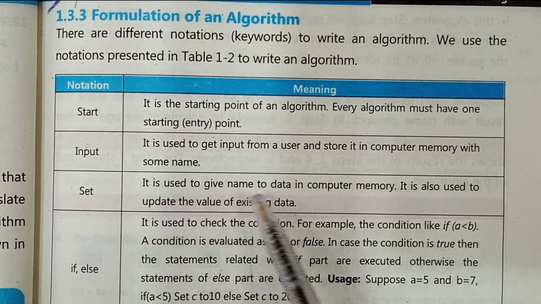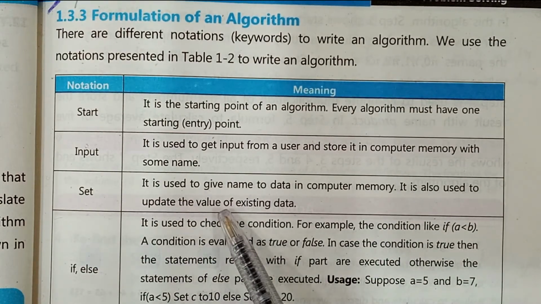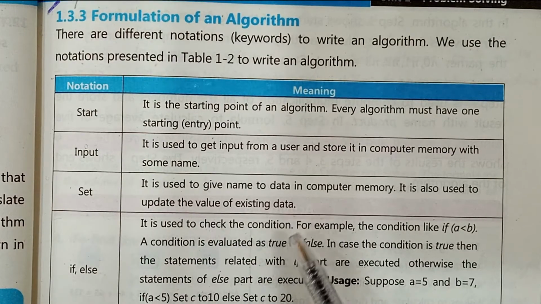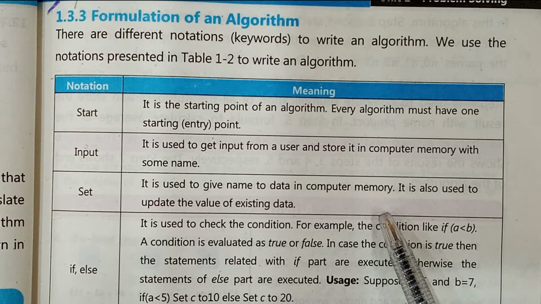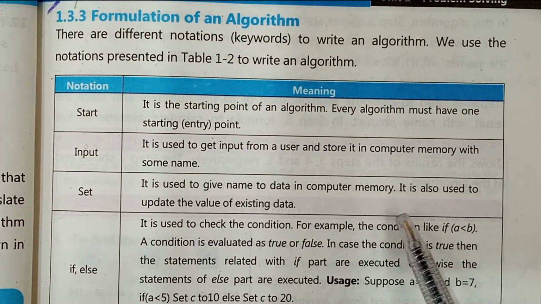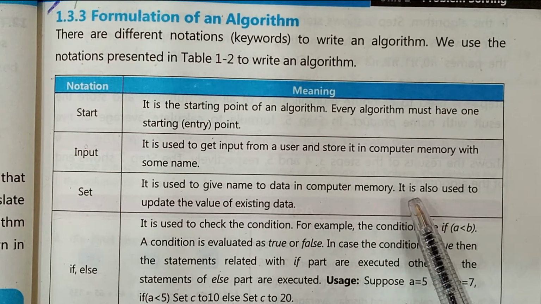Number 3 is set. It is used to give a name to data in computer memory. It is also used to update the value of existing data. It is the name of data which is given in the computer memory, and it is also used to update the value of the data which is already present there.